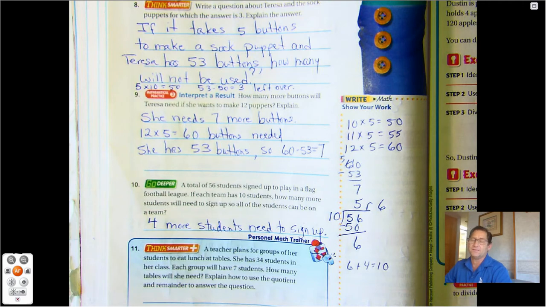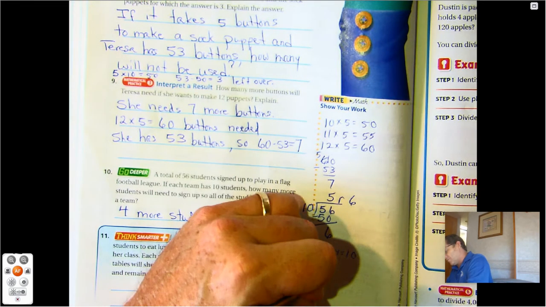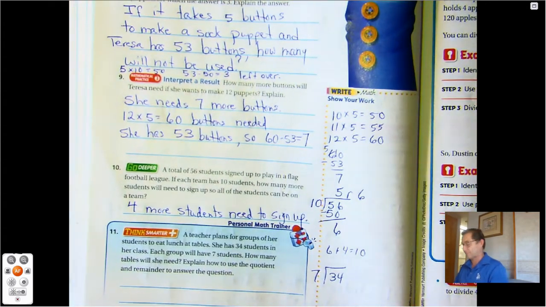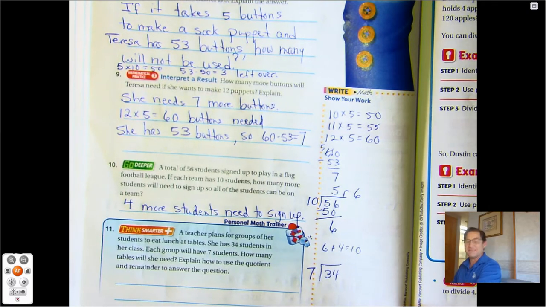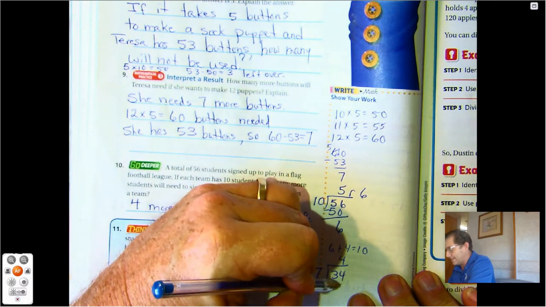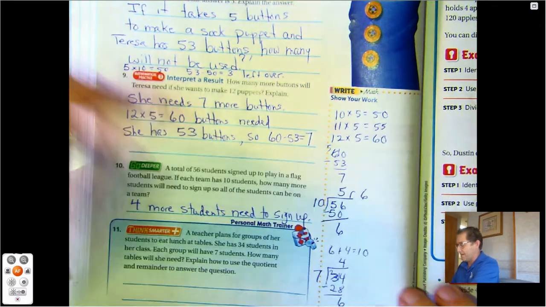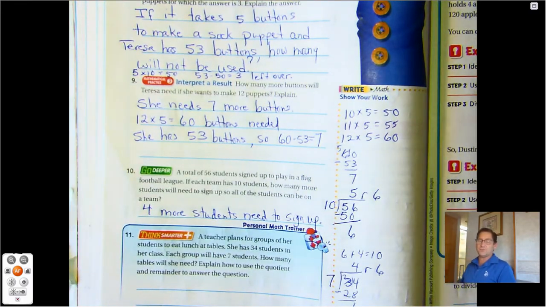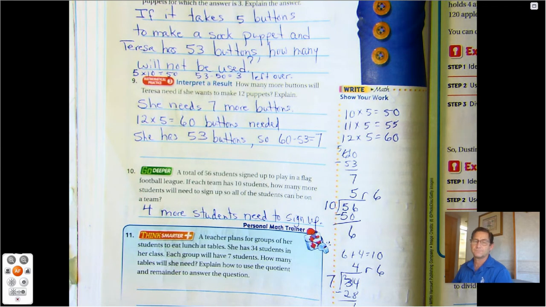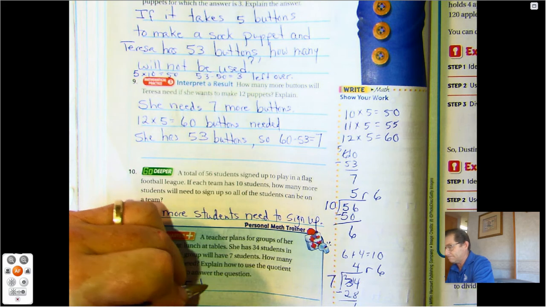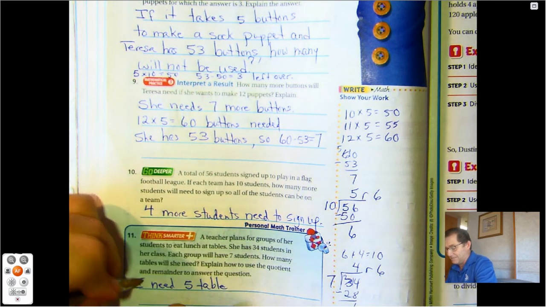So 34 students divided by 7 students at a table. So 7 times 5 is 35. So that's too big. So I'm going to say 4. 7 times 4 is 28. And that leaves me a remainder of 6. So right now, if I have 4 tables, I've got 6 students not sitting at a table. So I need a 5th table, right? So I need 5 tables. Not I, she will need 5 tables.